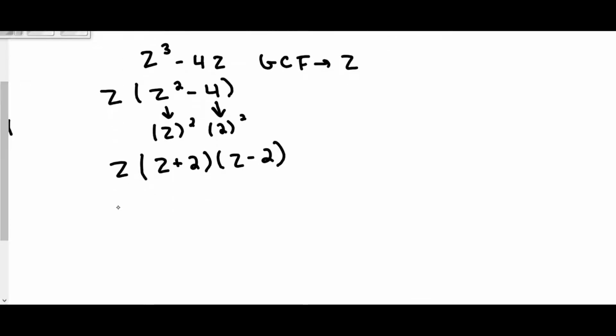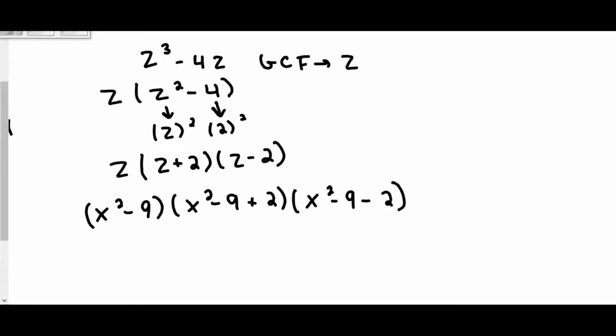So I have a z right here, x squared minus 9. Everywhere I see a z, I'm going to put in x squared minus 9, x squared minus 9 plus 2, x squared minus 9 minus 2. Now the question says to factor completely, and that means that if we have anything else that we can factor, we have to do it. We have to get it down into a form that's fully factored. We can't leave anything factorable.